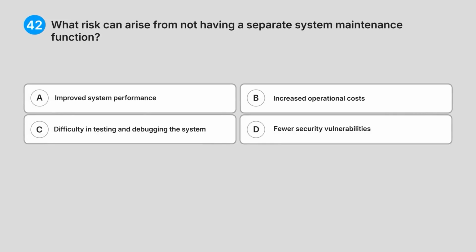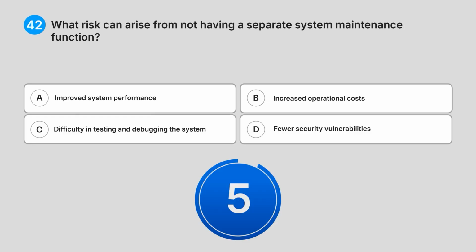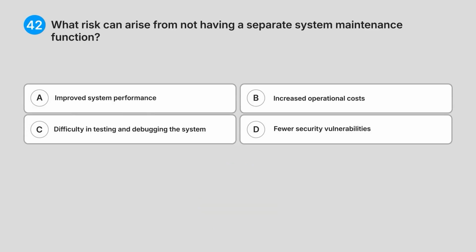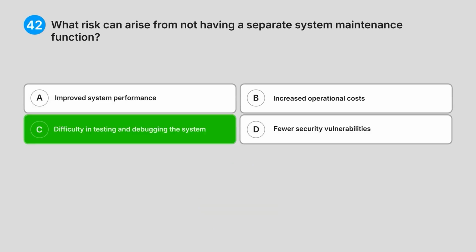42. What risk can arise from not having a separate system maintenance function? A. Improved system performance. B. Increased operational costs. C. Difficulty in testing and debugging the system. D. Fewer security vulnerabilities. Do you know the answer? Correct answer: C. Difficulty in testing and debugging the system.